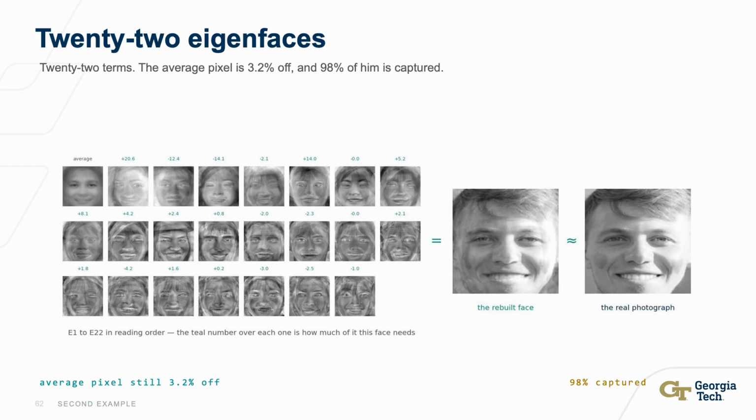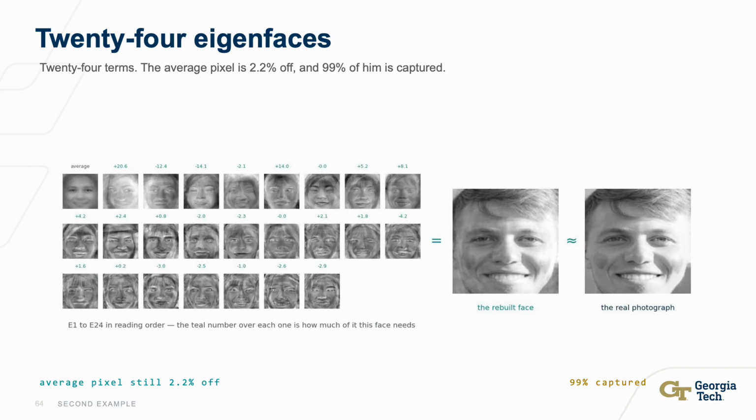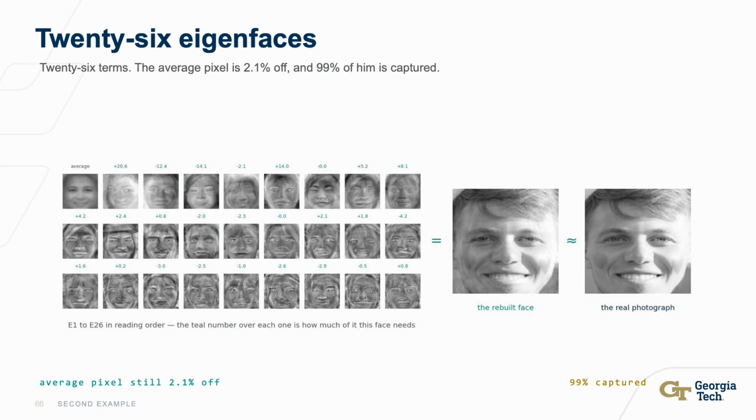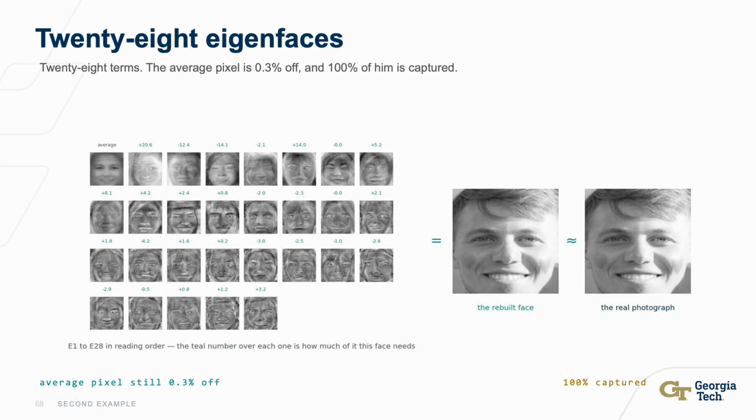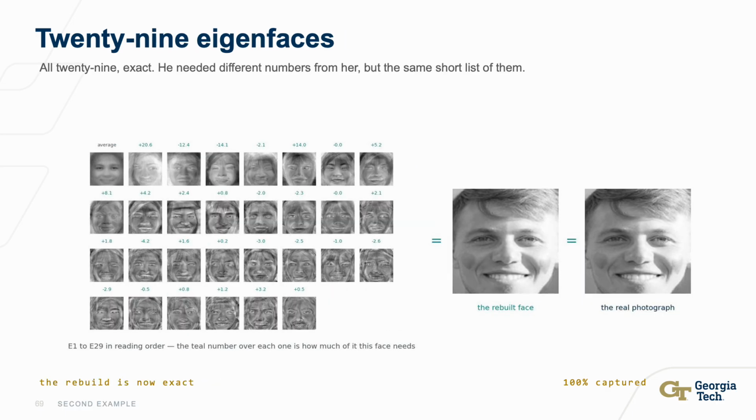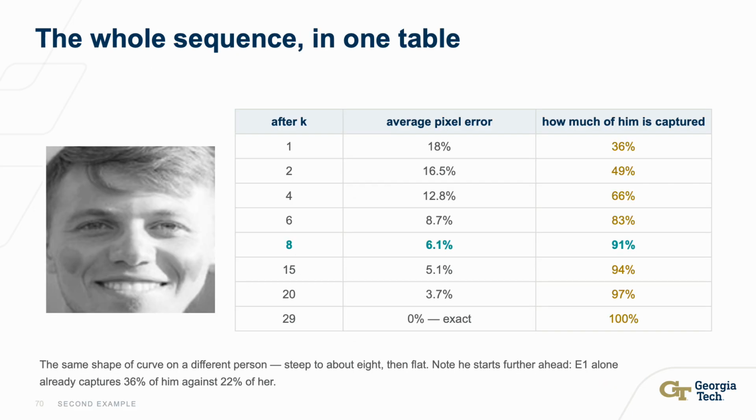21, 22, 23, 24, 25, 26, 27, 28, all 29 exact again. He needed different numbers from her. He needed the same short list of them. His table, same shape of curve on the different person, steep to about 8 and then flat.